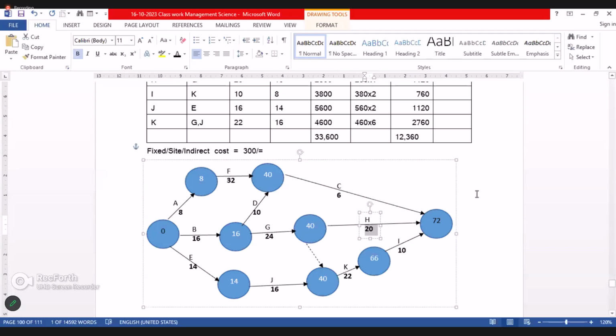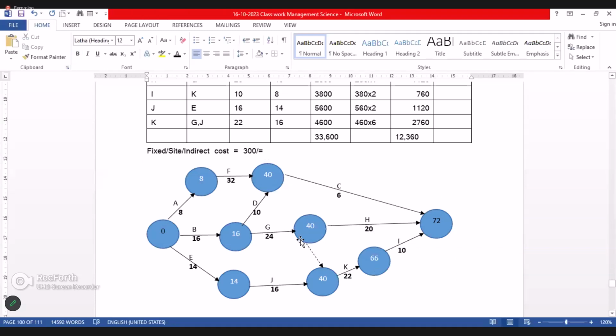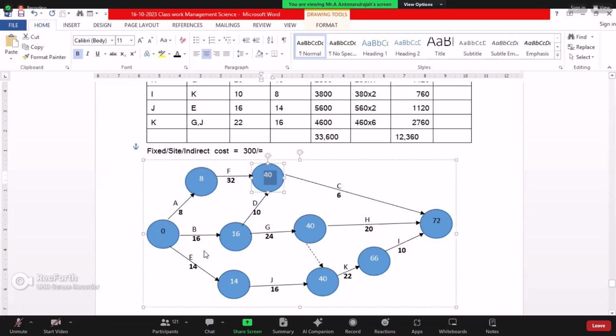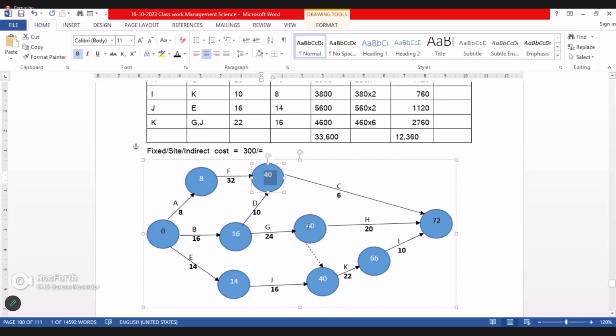Right? So if you do it like this, after placing the durations, you can see here, you go this path, E, F, right? 32 plus 8 is 40 days. At this point, 40 days. To come this path, 16 plus 10, how many days? 26. So we have to consider the highest one, right? We have to consider the highest one. So 40. Then here 16, here 14. Here 16 plus 20, 40.